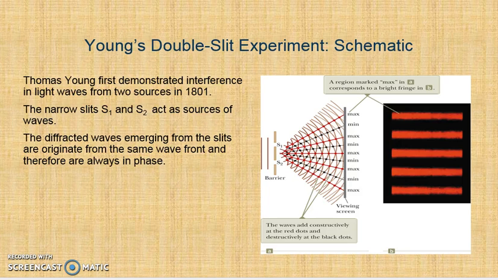In Young's double slit experiment, light waves from the single source, when they hit two narrow slits S1 and S2, get diffracted, and these diffracted waves superpose and produce bright and dark bands on the screen. And these bright and dark bands are due to interference.